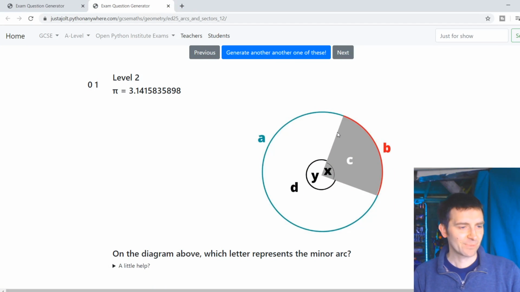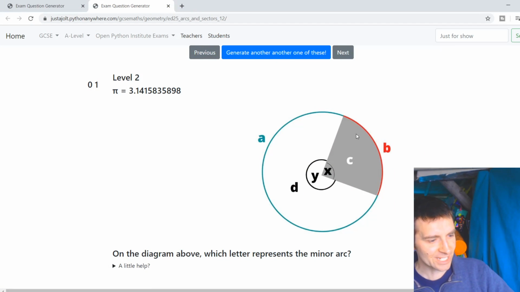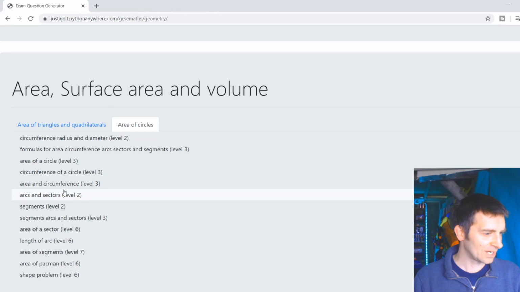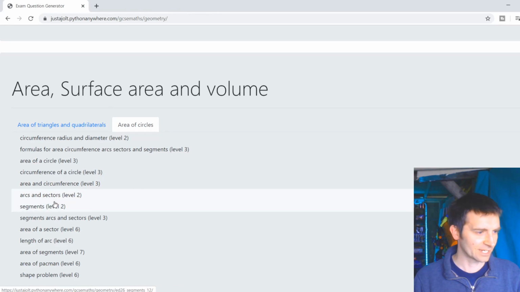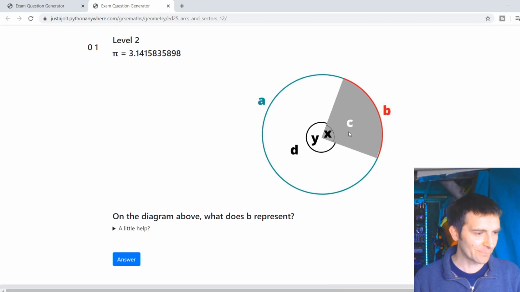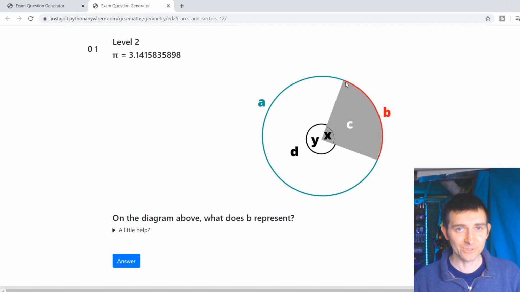So on the diagram above, which letter represents the minor arc? And there's quite a lot of stuff going on here. How did I get there, by the way? I just clicked on there, arcs and sectors. There we go. So what does B represent? As it happens, B represents a minor arc.